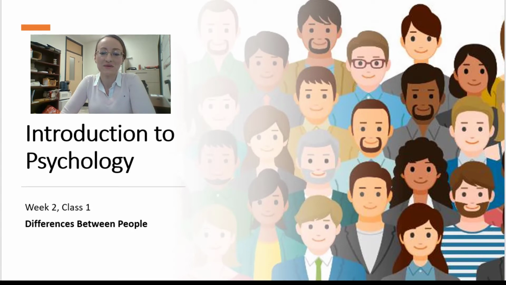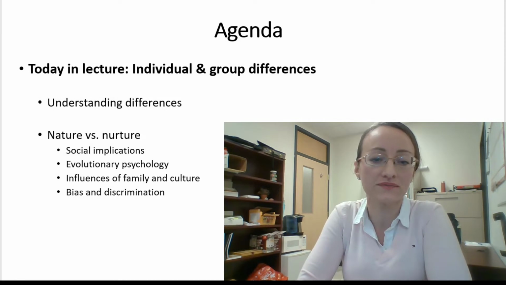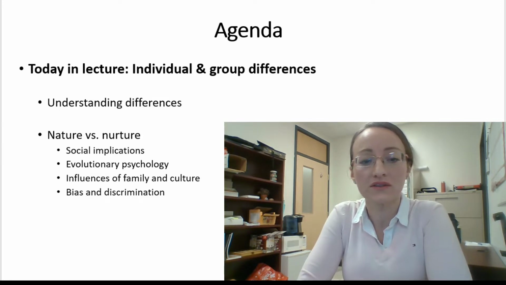In this lecture, we'll continue to talk about differences between people, individuals, and groups, and the roles of nature and nurture. That's a question that has social and political implications. We'll consider the lens of evolutionary psychology to explain human differences. We'll also look at the influences of family and culture, and learn about bias and discrimination.